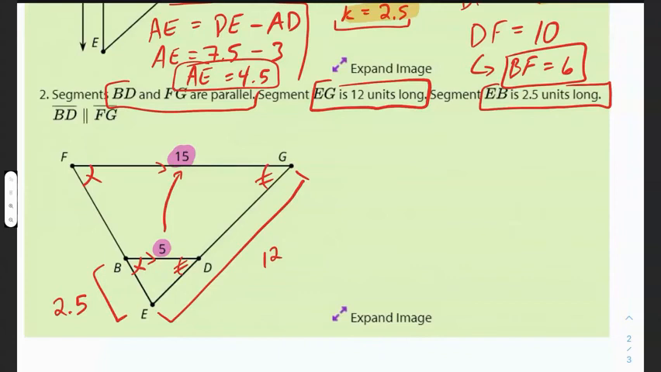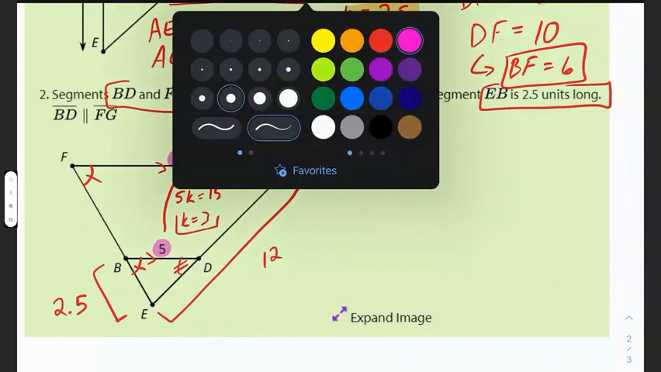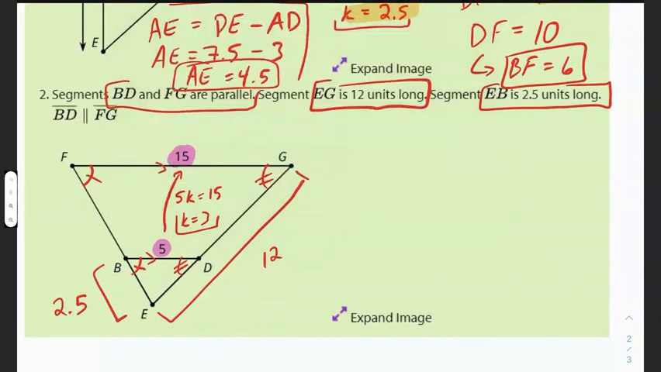Because remember, dilations have or create similar triangles, right? So 5 times what gives you 15? Hopefully you realize that's 3, right? So your scale factor for this is 3. Okay. All right, but that's not our answer.